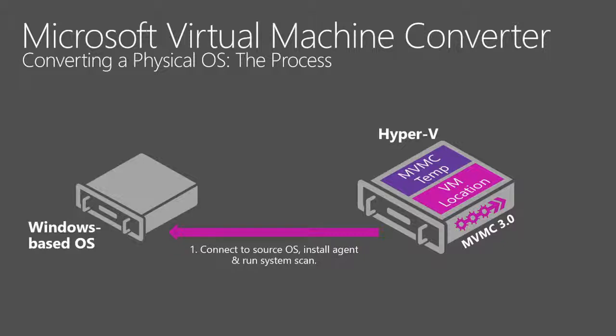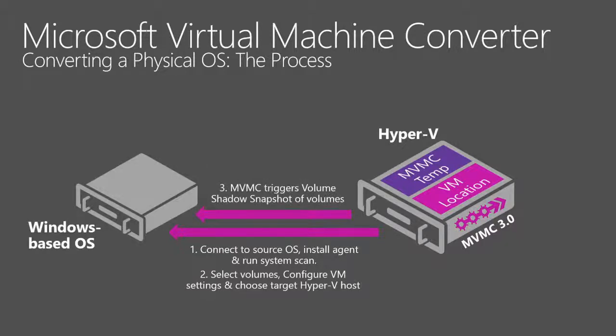We'll connect to the target. So we'll need some credentials. We'll need to install a little agent in there, run a system scan, and figure out what is on that machine. And once we figure that out, we'll kick off the process, select the volumes, configure the virtual machine settings that we want to have when it's completed, and we'll point it at a host and click Go. And it's as simple as that.